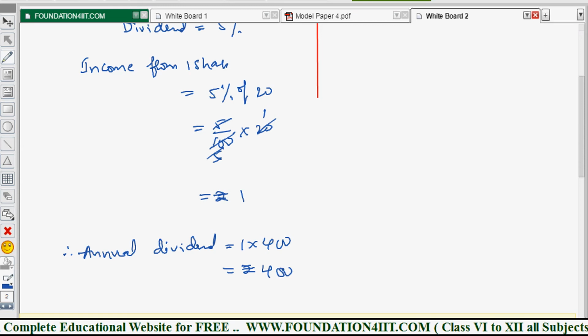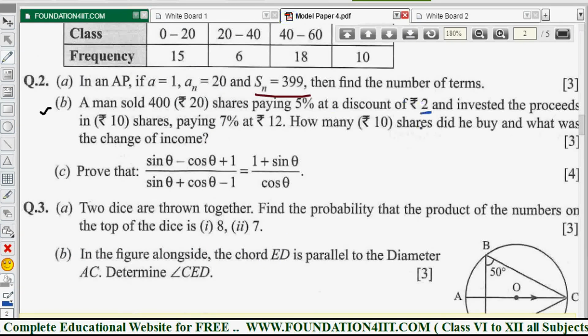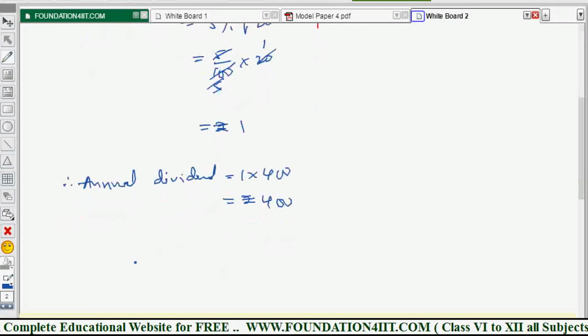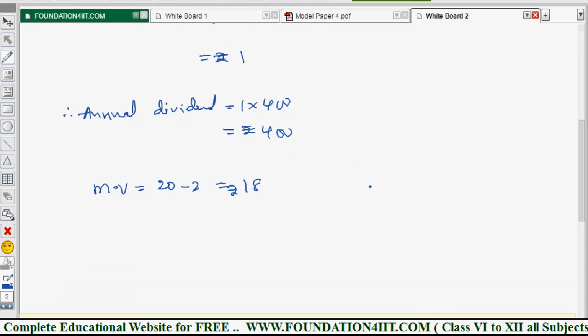Right? Then the market value. The selling price of one share is with a discount. How much? It's 2 rupees. So 20 rupees is the nominal value, but sold with a discount of 2 rupees. That means 20 minus 2 is the market value. So that is also given. 2 rupees is the discount. Therefore, market value is equal to 20 minus 2, that is 18. So the market value of one share is 18. Then they sold at the market value. So in total we have 400 shares.